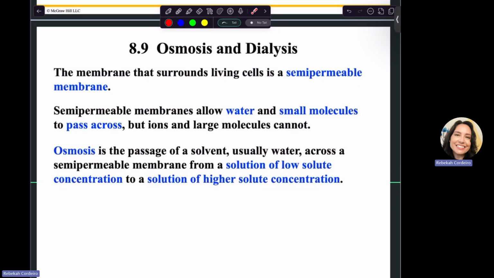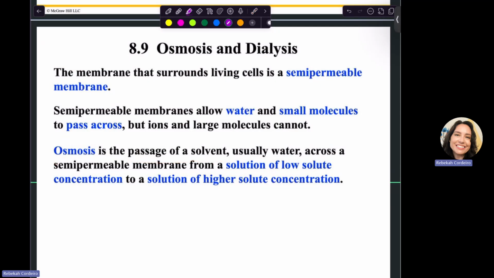It's like a filter. Okay, some things can go through it, some things can't. Semi-permeable membranes will get water and small molecules to go, but ions and large molecules cannot go across it. And our cell membrane is a semi-permeable membrane. Osmosis is the passage of a solvent, usually water, across a semi-permeable membrane.